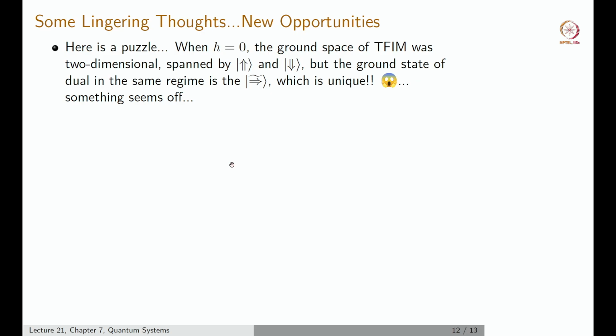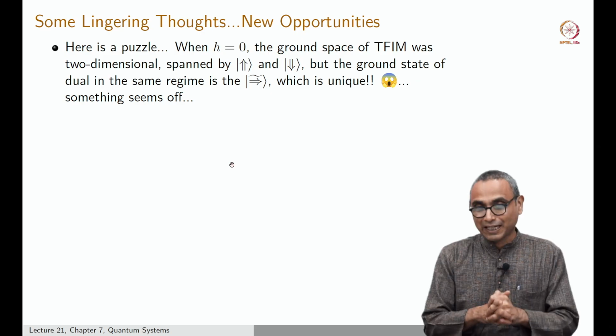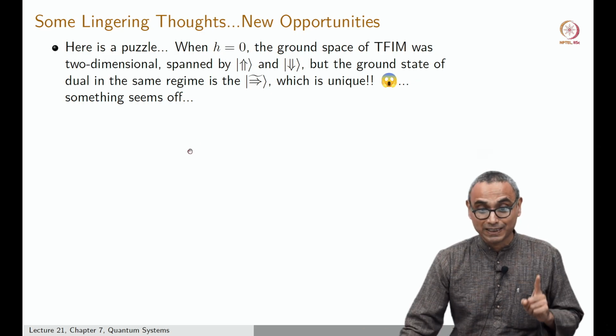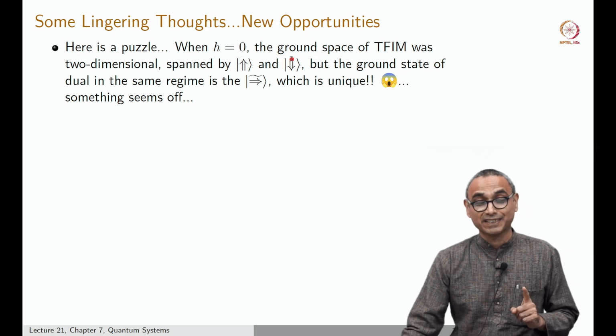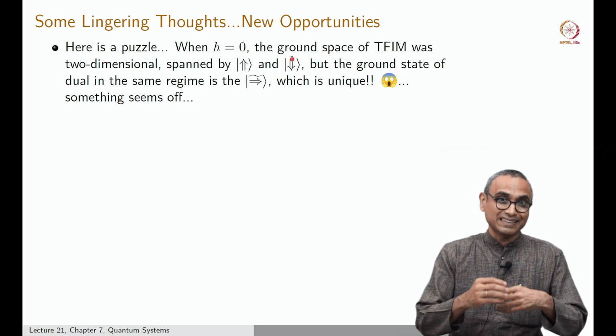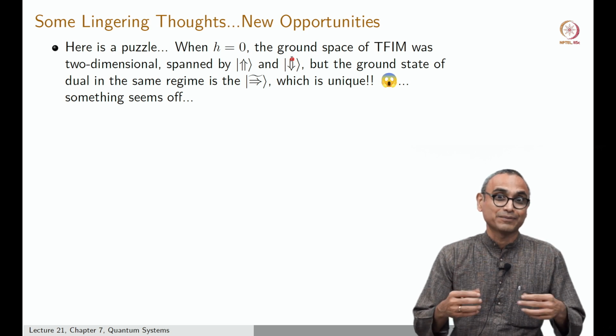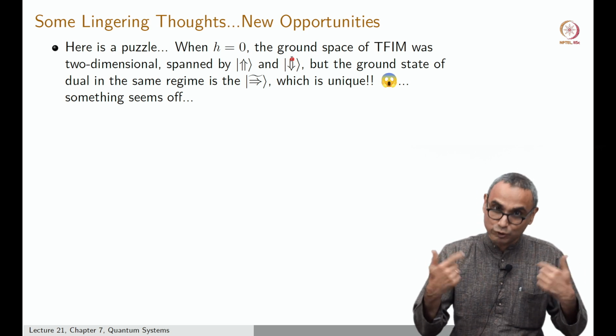So, this must be very exciting for you because you have now seen an example of quantum duality, but I want to draw your attention to a puzzle here. Suppose h is equal to 0 in the transverse field Ising model, and you did not have any symmetry breaking field, because you do not have a symmetry breaking field if you hold on to the full symmetry of the problem. Then the ground space of the transverse field Ising model at h equal to 0, remember, was spanned by the up state and the down state. That means that there are two degenerate orthogonal states which are ground states, and any linear combination of them will also be a ground state.